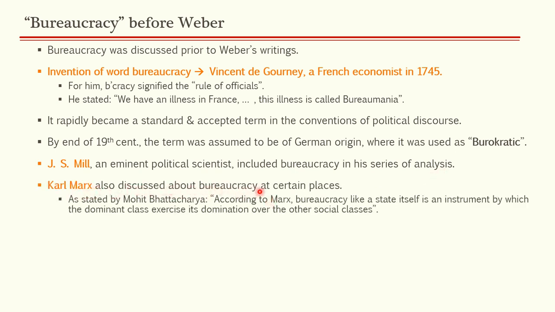Karl Marx also discussed bureaucracy at certain places. As stated by Mohit Bhattacharya, according to Marx, bureaucracy, like the state itself, is an instrument by which the dominant class exercises domination over other social classes. This is what I dealt with in my previous slide, where I told you how Karl Marx associated bureaucracy with the apparatus of oppression, the apparatus of state domination. So bureaucracy is a parasite, an instrument of oppression and state domination.